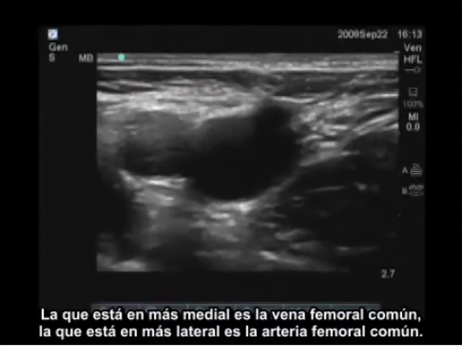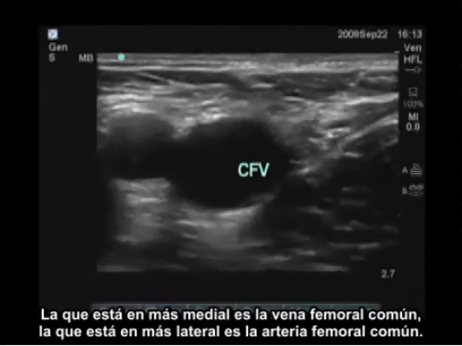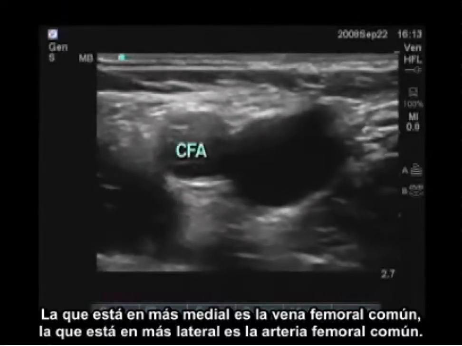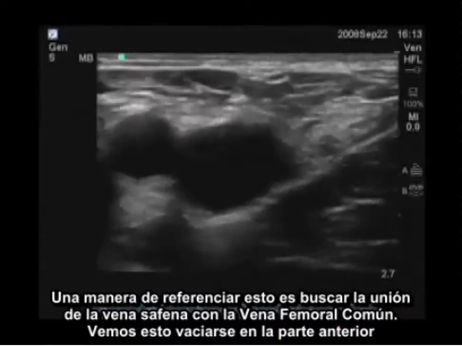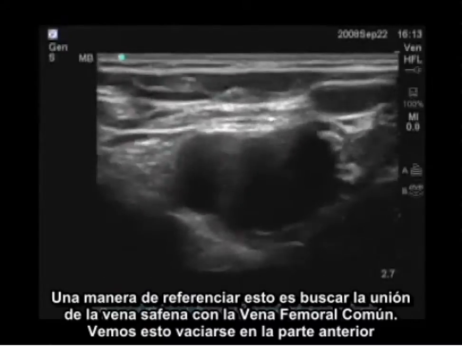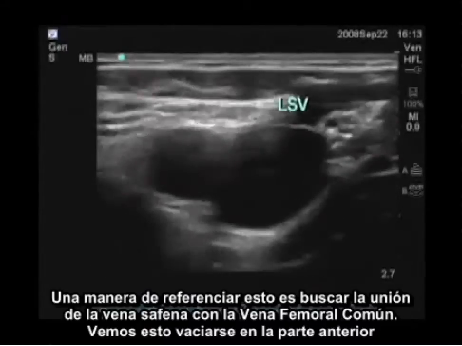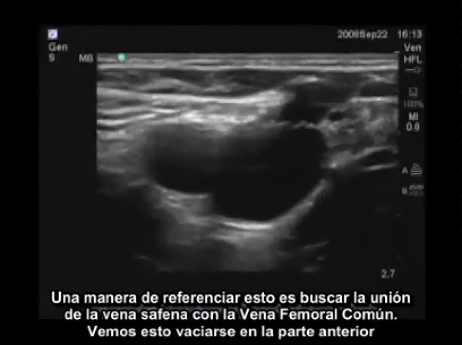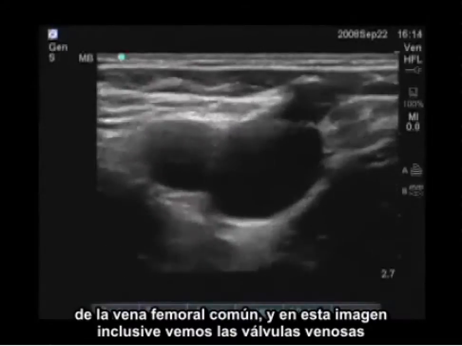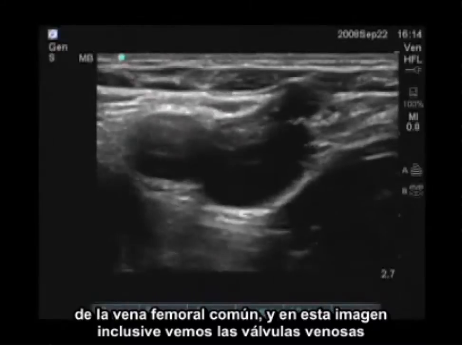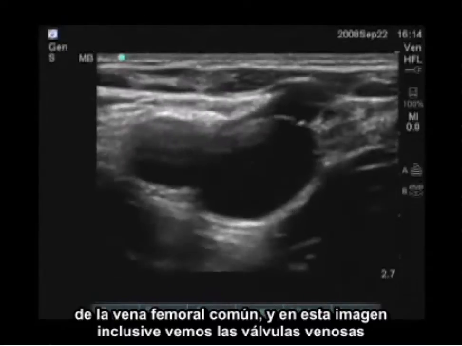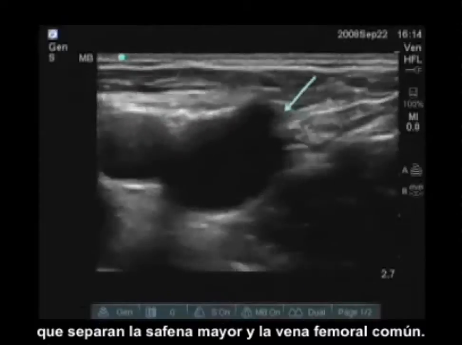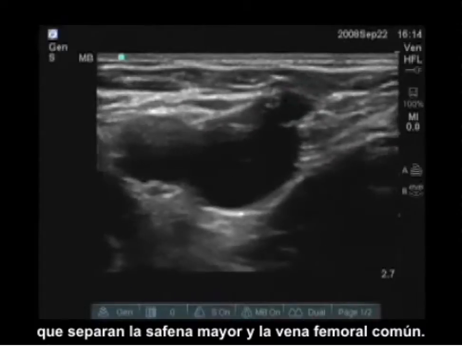The one that's going to be more medial is the common femoral vein. The one that's more lateral is the common femoral artery. The way I can landmark this is by looking for the junction with the saphenous vein, or the long saphenous vein, and we see this emptying into the anterior aspect of the common femoral vein, and in this image we actually see the venous valves separating the long saphenous and common femoral veins.